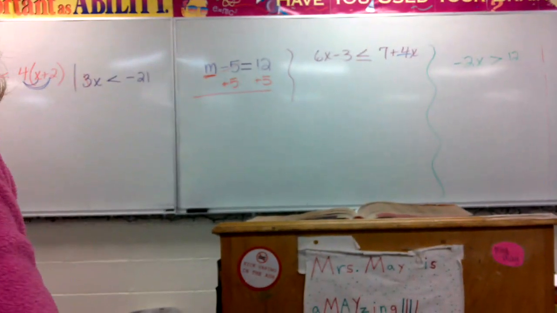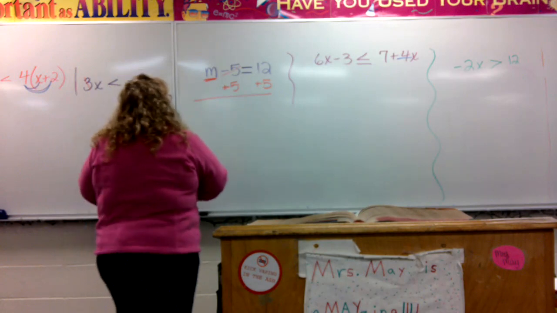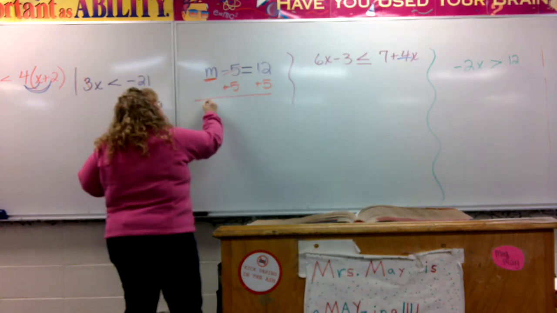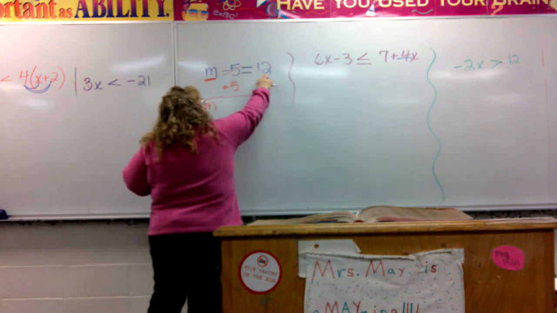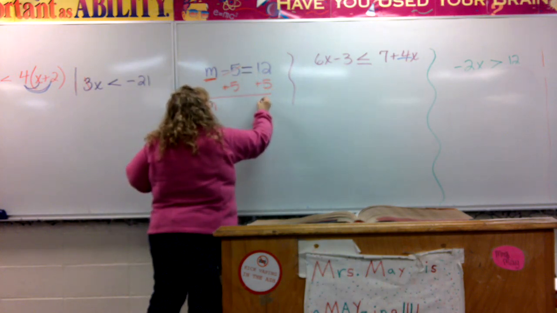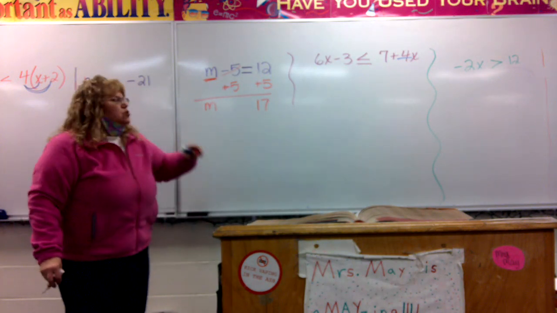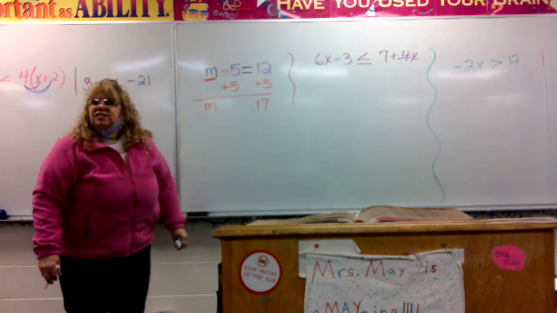So, what do you have to do to solve? You have to add 5 to both sides, right? Get m by itself. So what do you end up with? m. These cancel. What's 12 plus 5? 17.